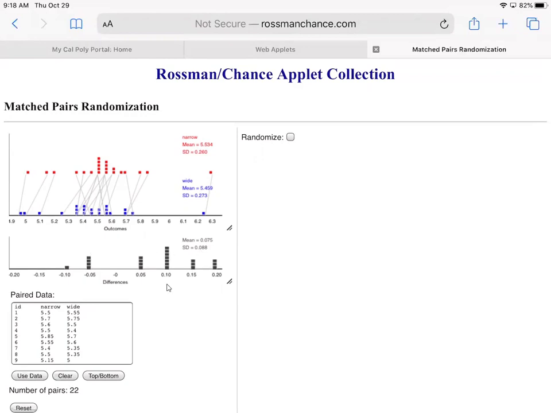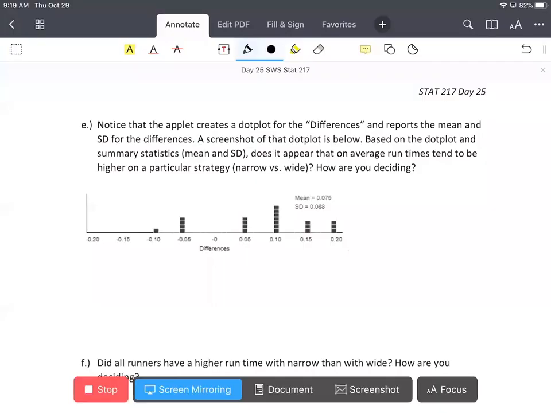So the mean of these differences is 0.075. The standard deviation is calculated for you as being 0.088. Hopefully I'm not giving you whiplash. So back to the notes. So we notice, so I just wanted to show you where they came from. We're going to go back to that in just a moment.